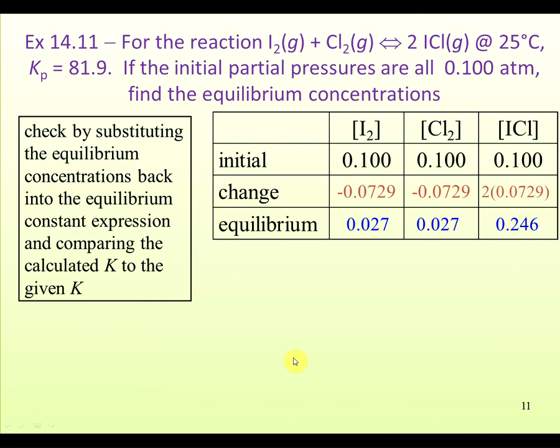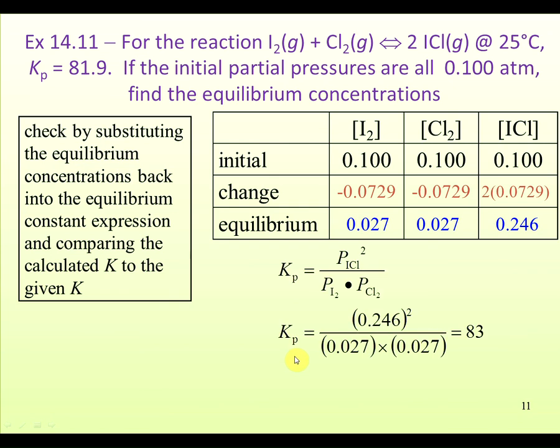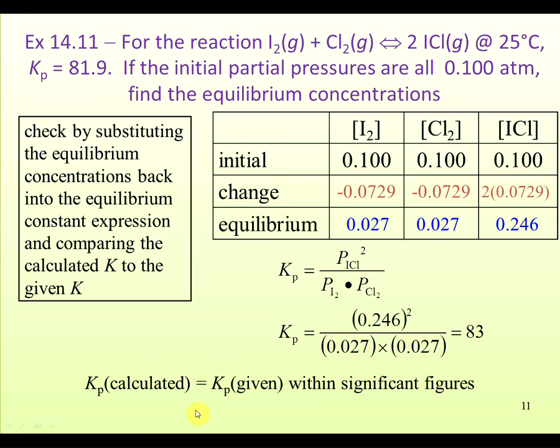Now if we substitute back in, we can compare just to double check ourselves. And we get a Kp value of 83, and that equals the given value within the significant figures. So I know that it looks very different, the 81.9 and the 83. But remember, if we're comparing sig figs, it's plus or minus 1, so if we're reporting this to 2 sig figs, this would be 82, and that would be within the correct sig figs. So we can feel confident that we've done this problem right.